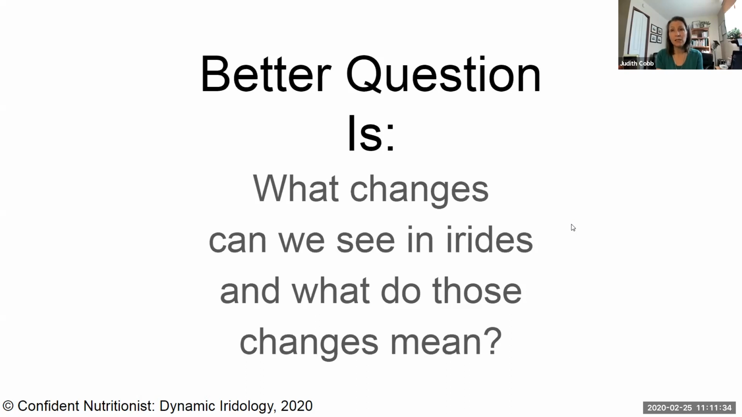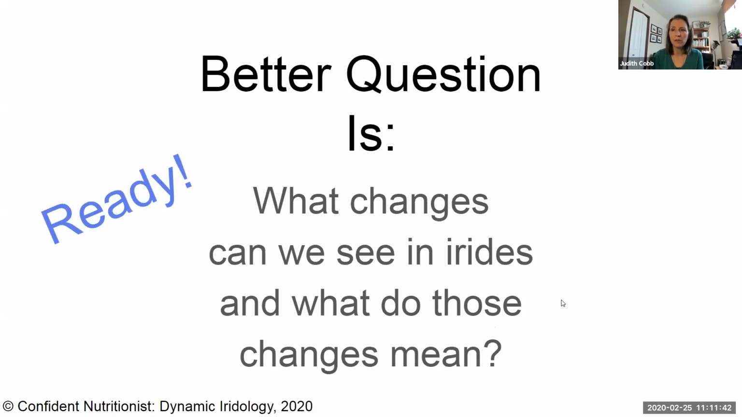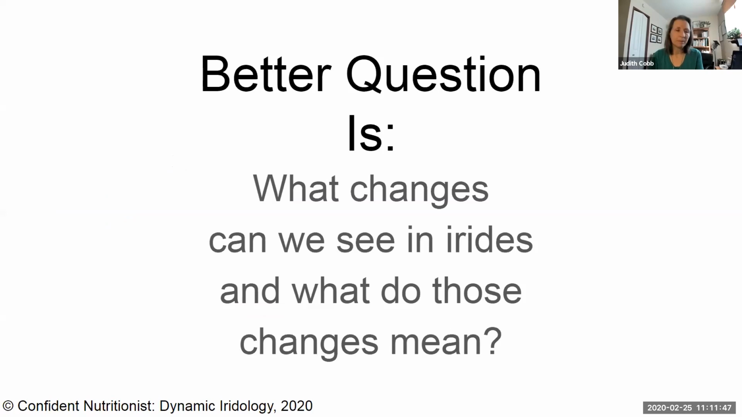Okay, do you see the difference? We're not asking about tracking anything. We're being more specific here. This is so important. So, I'm just going to pop back there. Okay.